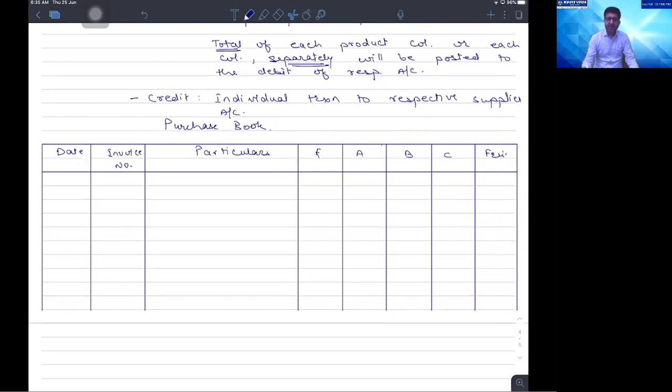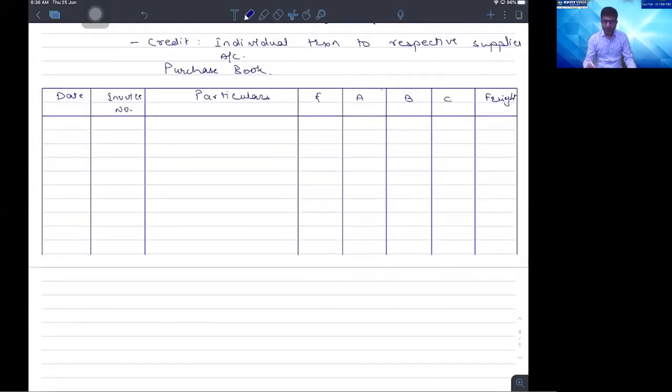Now what is happening, understand my dear friends, when I'm preparing all these columns, the very basic reason behind preparing these columns is what? I want to know what is the total purchase of A. I want to know what is the total purchase of B. I want to know what is the total purchase of C. And how much is the total purchase expense that I've incurred till date. For that purpose, I've prepared this columnar purchase book.